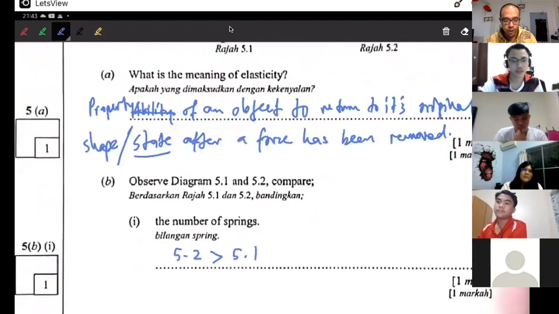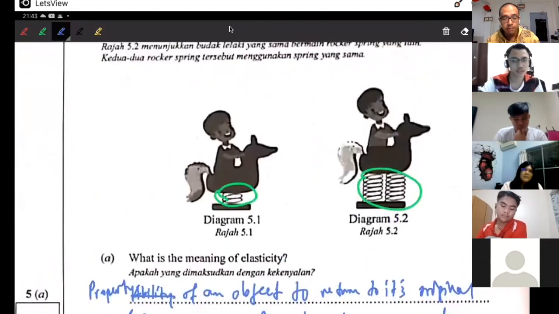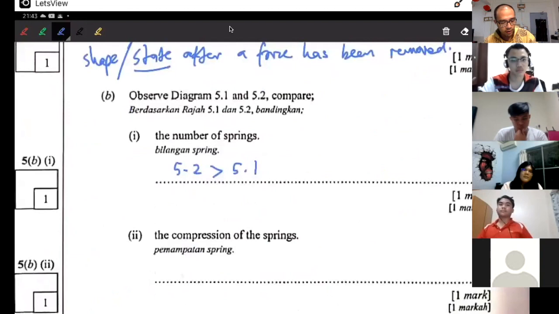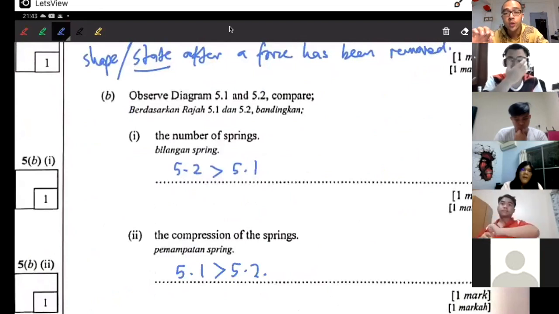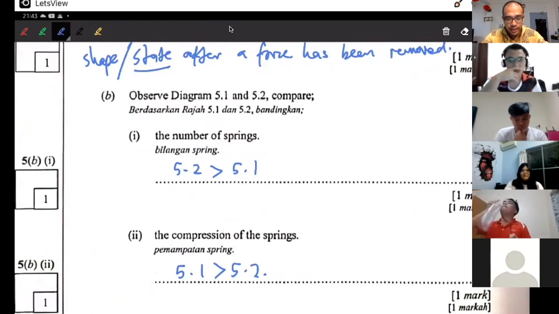The compression of the springs. Take a look at this. Same boy, tetapi ini lebih mampat. Okay, so that means the 5.1 is bigger than 5.2. Okay, the compression of 5.1 is bigger than 5.2. Please don't forget to use full sentences when you answer the compare questions. Okay, avoid using lazy answers like this. Okay, these are not A+ answers.